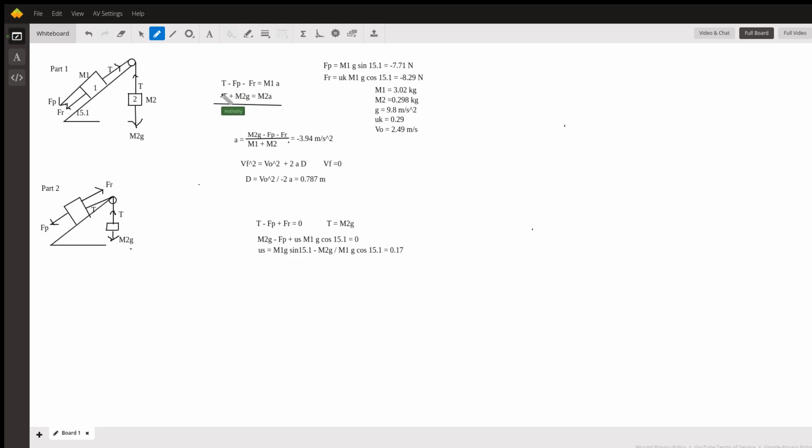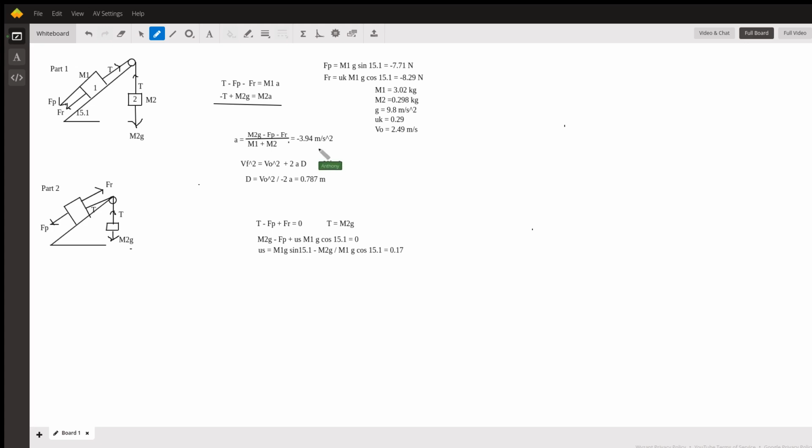So you solve these simultaneously, the T's drop out, and you could then simplify the algebra and come up with an expression for a. And I got acceleration then is equal to M2G minus the F parallel minus the frictional force divided by the sum of the masses. And I summarize all the known quantities and calculated them out. So you just have to plug these into this equation. And I get negative 3.94 meters per second squared.